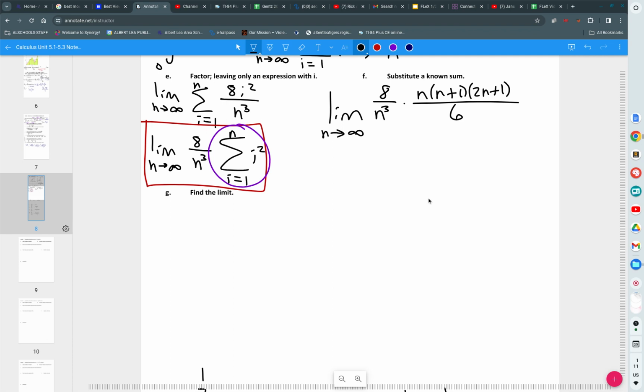We're going to multiply this out. We have the limit as n goes to infinity. Now it's just basic algebra from this point forward. If you notice that something can reduce, go ahead. Notice that the n and the n cubed reduce. You notice that the 8 over 6 reduces. So I'm going to have 4 times n plus 1 times 2n plus 1 all over 3n squared.